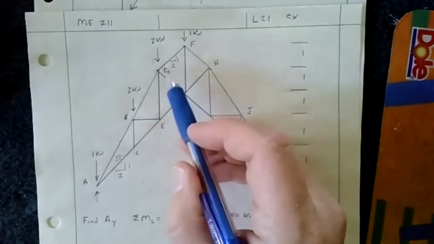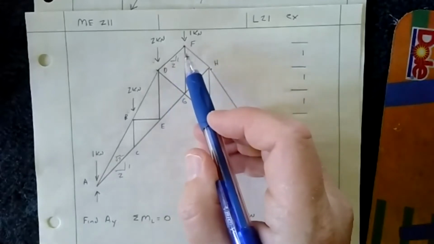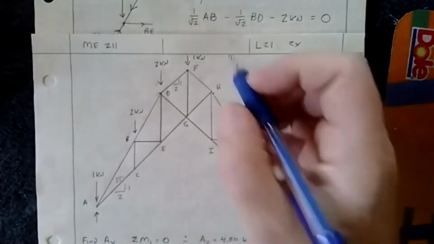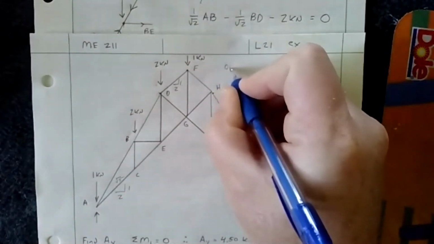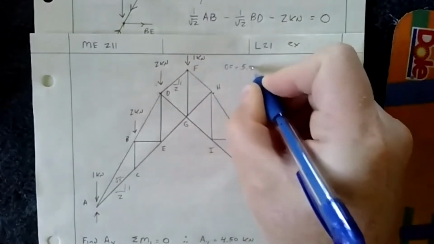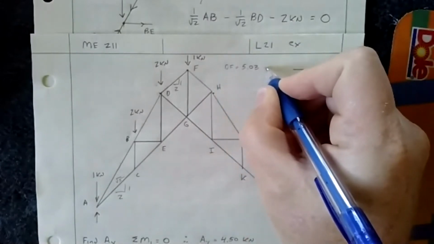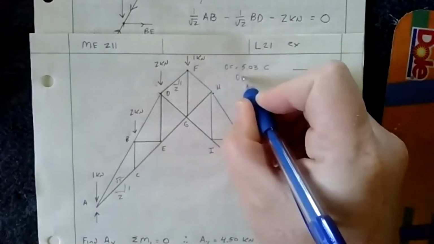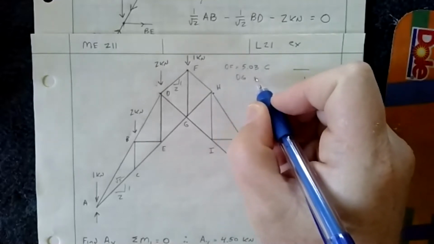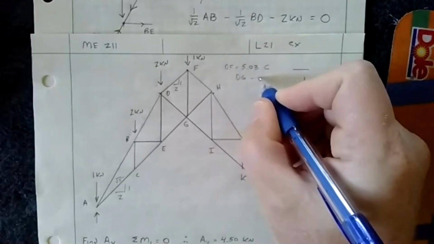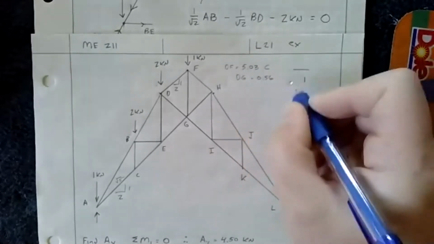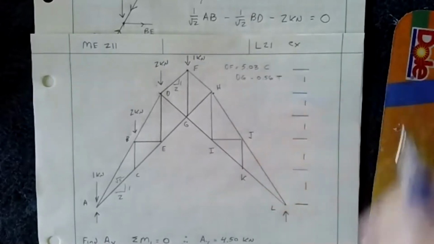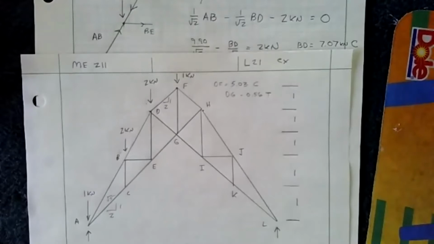So if you want to go ahead and solve for it, DF ends up being 5.03 in compression. So let me write that down there. DF equals 5.03. That's kilonewtons, and that is in compression. And if you want to solve for DG, then that gives a value of 0.56 kilonewtons, or 560 newtons, and that's in tension. So those are the two final answers.